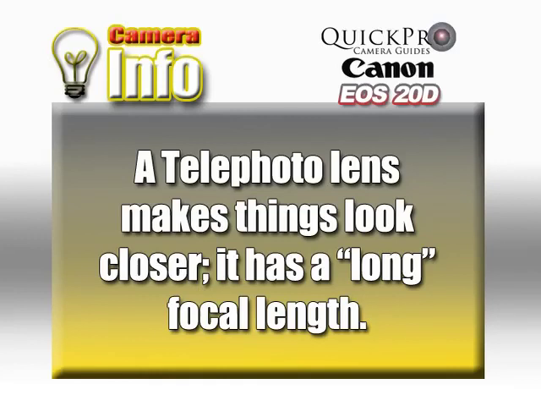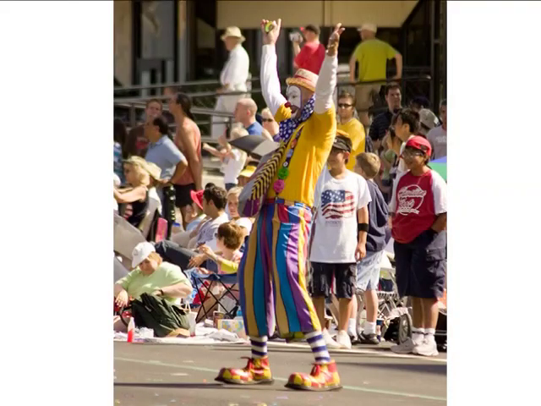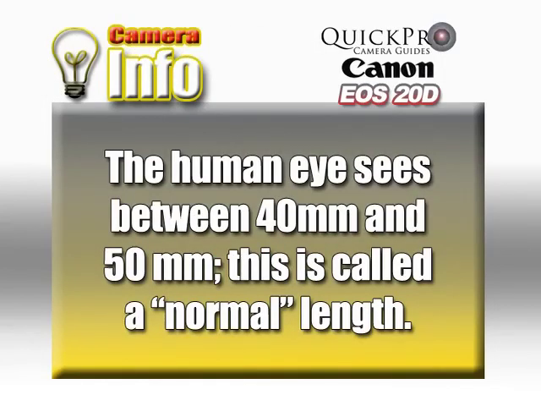The lens that you shoot with will also affect the general look of your picture and may be more practical and convenient to use than actually moving closer to or farther away from your subject. A telephoto lens will make things appear closer. This is said to have a long focal length. A common focal length for great portrait photography is about 100 millimeters. A normal lens is considered to be about what the human eye sees, something between 40 and 50 millimeters. This is said to have a normal focal length.